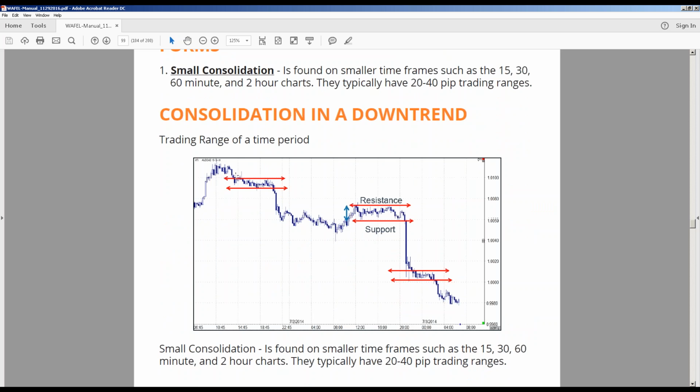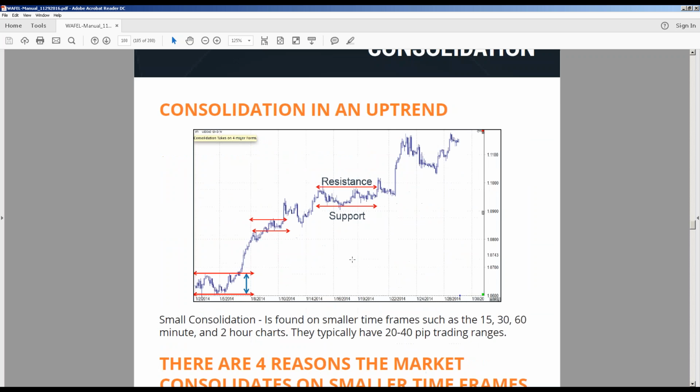So here's consolidation in a downtrend. There's a time period trading range. Right, the market's moving down, but before it moves down, it consolidates before it moves down again. Here's consolidation in an uptrend. Market moves up, but it takes a breather at a certain time and then starts to consolidate before we see a breakout again.